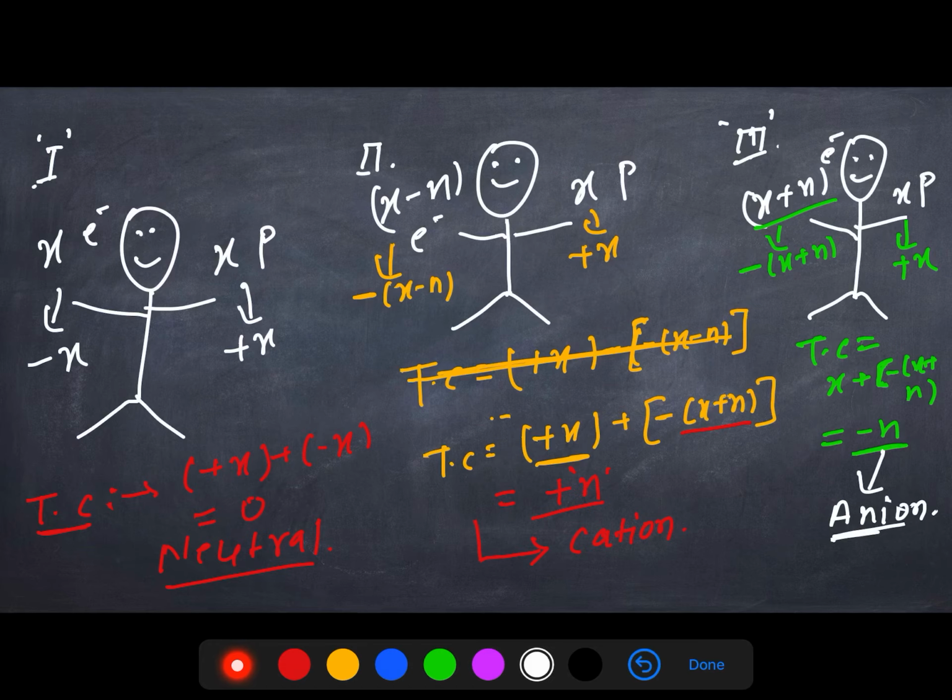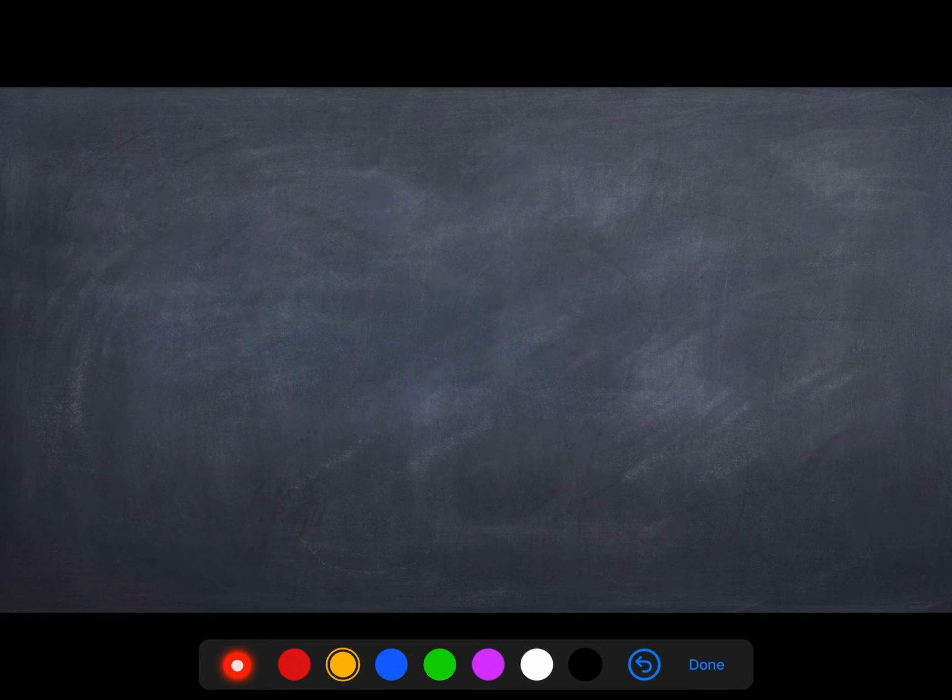Now here we are about to draw an important conclusion. On the previous page we saw that when they had 5 protons and 5 electrons, the charge was 0. In the general case also, when they have an equal number of protons and electrons, the atom is always neutral. When the number of electrons is lesser than the number of protons, it becomes a cation. When the number of electrons is more than the number of protons, it becomes an anion, right? So we are going to draw this conclusion over here.